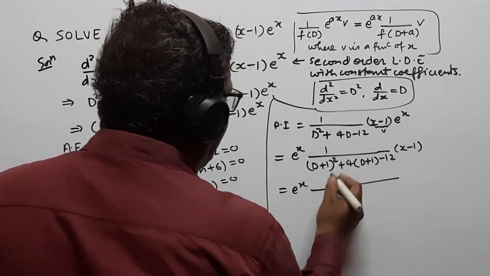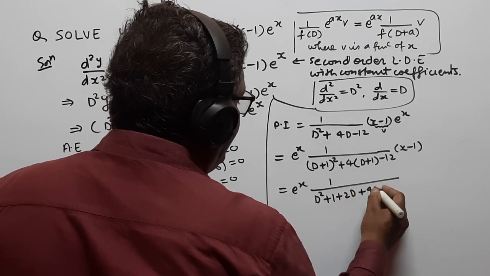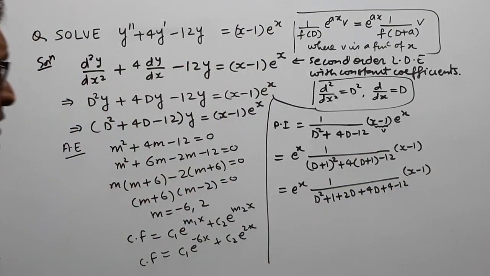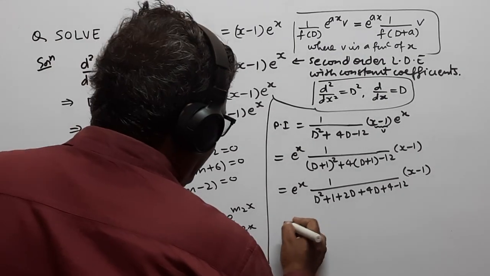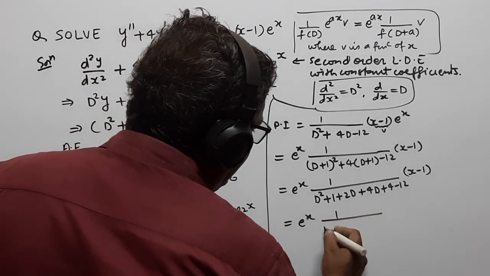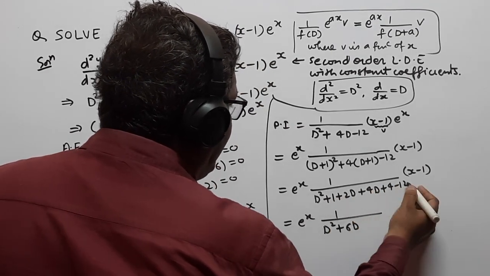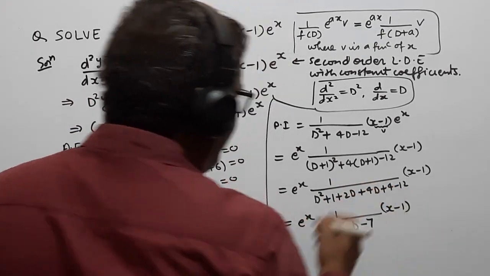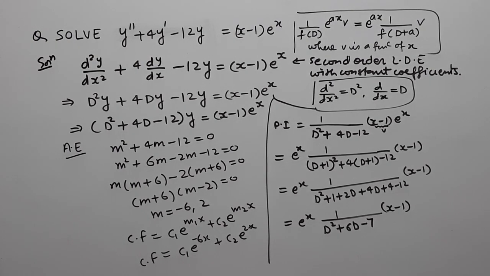Here you can see (D plus 1) whole square, this is D square plus 1 plus 2D, and this is 4D plus 4 minus 12, x minus 1. So you can see here D square plus 4D plus 2D, this is equal to 6D, D square plus 6D here, and this 4 plus 1 is 5 minus 12, so this is minus 7 times x minus 1. Now we find the particular integral of x minus 1.